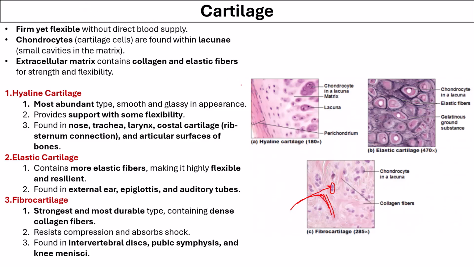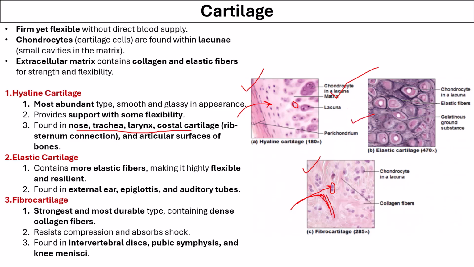Cartilage is mainly of three types: hyaline cartilage, elastic cartilage, and fibrocartilage. Structurally, the hyaline cartilage has chondrocytes present in the lacunae, but it has a more clear, smooth, or glassy appearance. It is present in the nose, trachea, larynx, and in the rib cage, and it is also present around our bones.